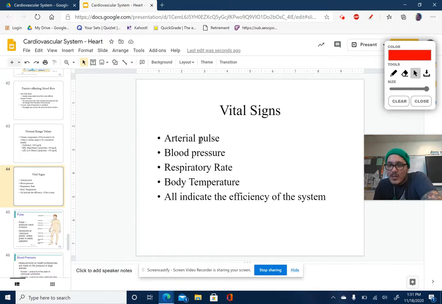Arterial pulse is always measured to find your heart rate. Blood pressure, that's more associated with how hard your heart is working. Super important, and we'll talk more about that in our last video. And then body temperature, that's all about homeostasis, 98.6. Your body likes to maintain its regular body temperature. All of these are indicators of how efficient your body system is.